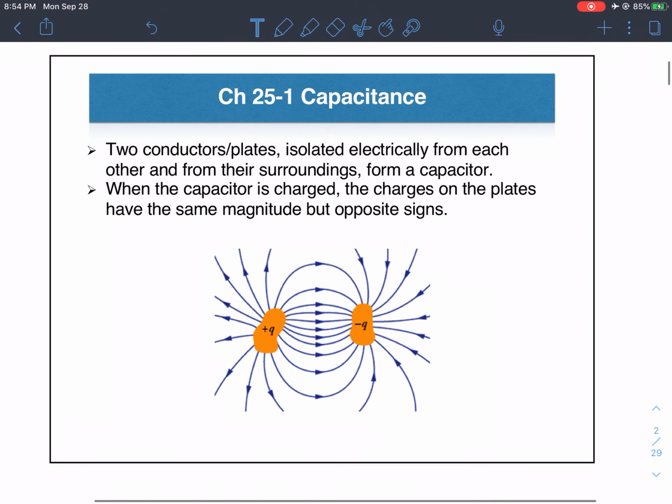So here, in general, let's try to understand what a capacitor is, and we will also talk about how to calculate the capacitance. So two conductors or plates, isolated electrically from each other and from their surroundings. You can see the negative Q, and on the other side we have positive Q. Again, they are isolated electrically from each other and also from anything else, so it's an isolated system. But they're not sharing any charge because they're not in contact. So this forms a capacitor.